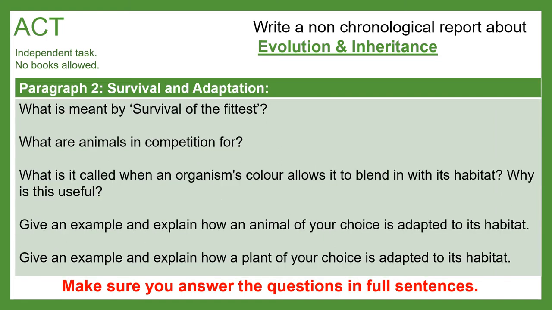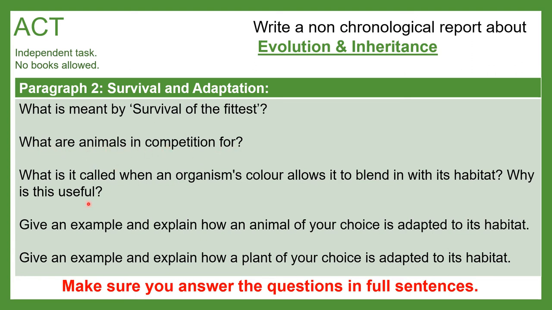So once you've done your first paragraph, you can move on to paragraph two. I would like you to write out your subheading, Survival and Adaptation. Make sure you underline it with a pencil and a ruler. This paragraph is going to be looking at aspects of survival and adaptation. You're going to answer the following questions. You're going to explain what is meant by survival of the fittest. You'll then go on to talk about what animals are in competition for.